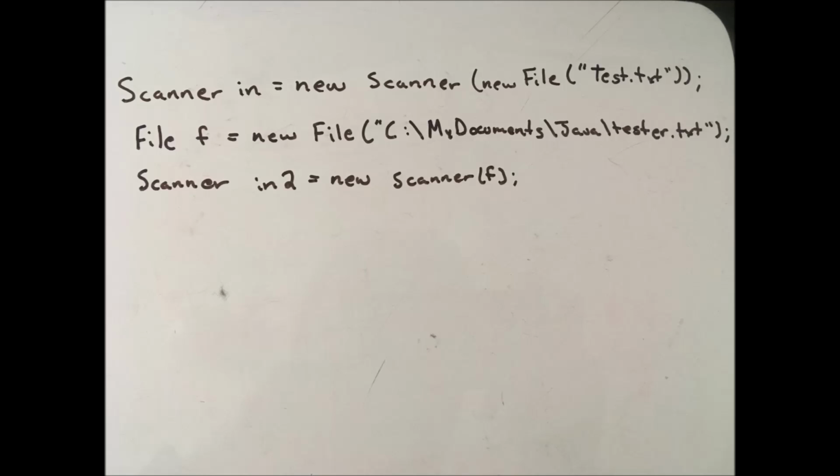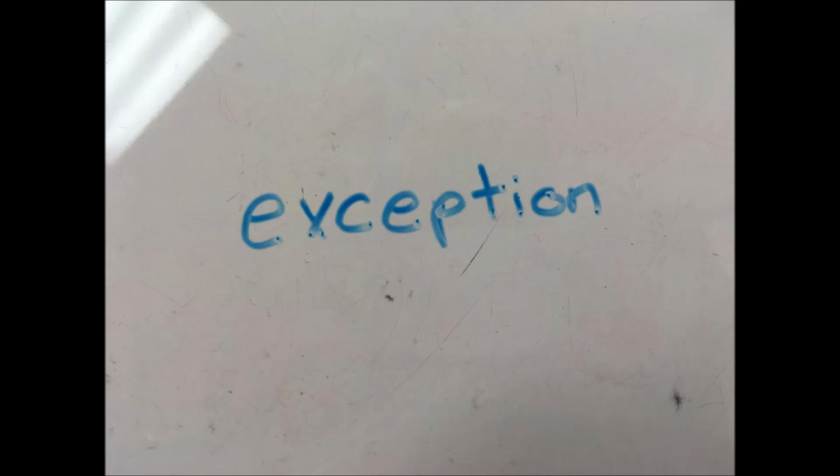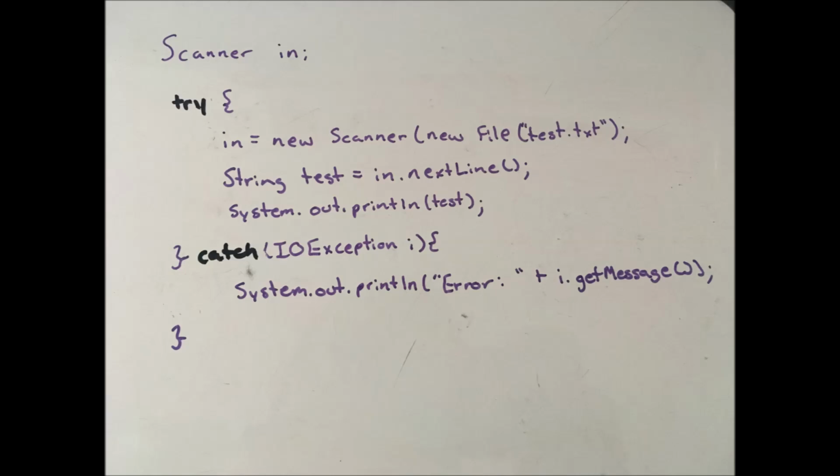But what happens when the file you're looking for doesn't exist or has other status that prevents it from being read? You guessed it, an exception is thrown. Scanner will take no responsibility in handling the exception, so every time you want to use the Scanner with a file, you have to use a try-catch block.